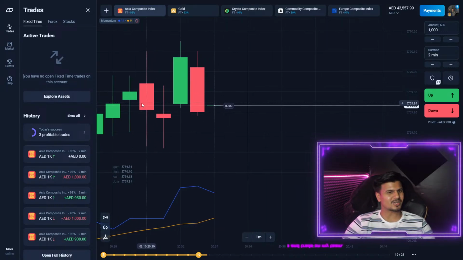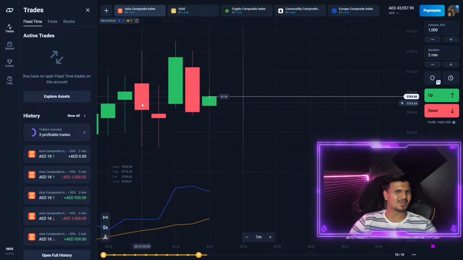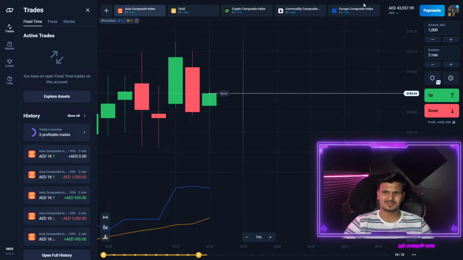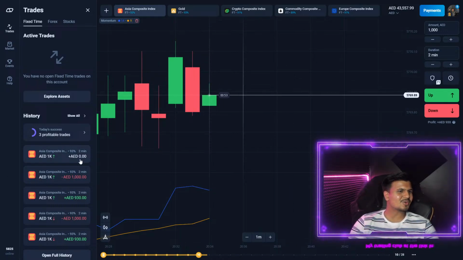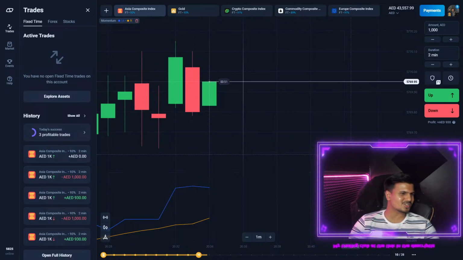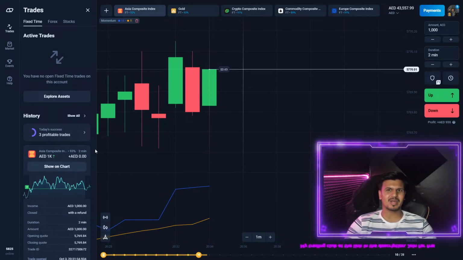Well, guys, what do you think? What do you want to say? Did you see? It was a neutral amount. No loss, no profit, just neutral. I just got my refund amount.